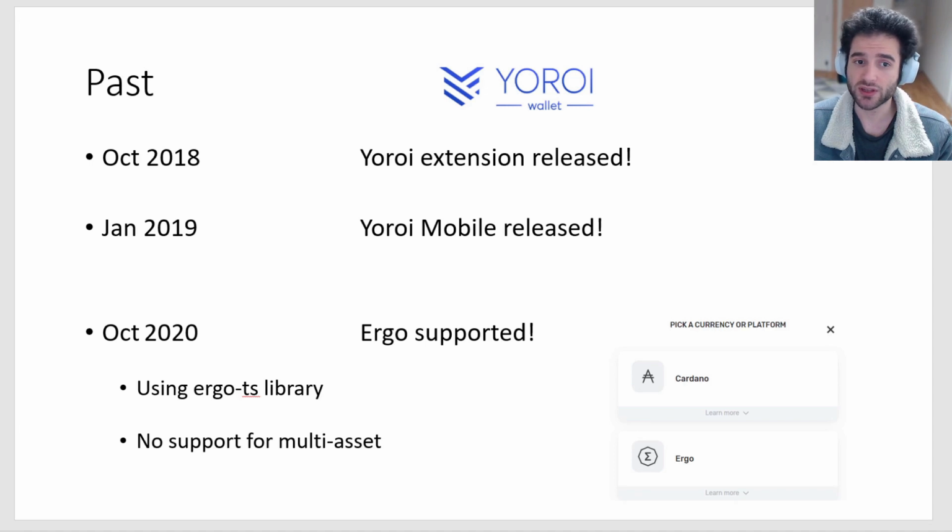But so speaking of Ergo support, in October 2020, we released Ergo support for the Yoroi extension. Now, the Ergo support was done through a library called Ergo TypeScript, which is a library that was created for CoinBarn that allowed you to add Ergo support for Lite wallets. Now, the problem with this library is that it didn't have support for smart contracts, and so it really only supported what we needed for the most basic integration to Yoroi. So similarly, we didn't have support for smart contracts, and we didn't have support for multi-asset transactions, just to keep it simple for the first release.